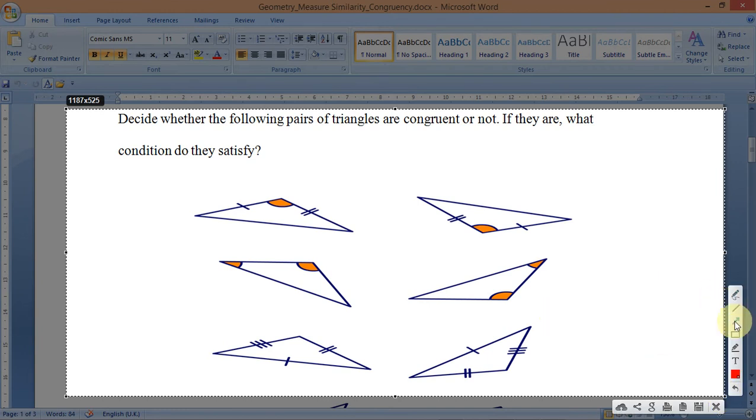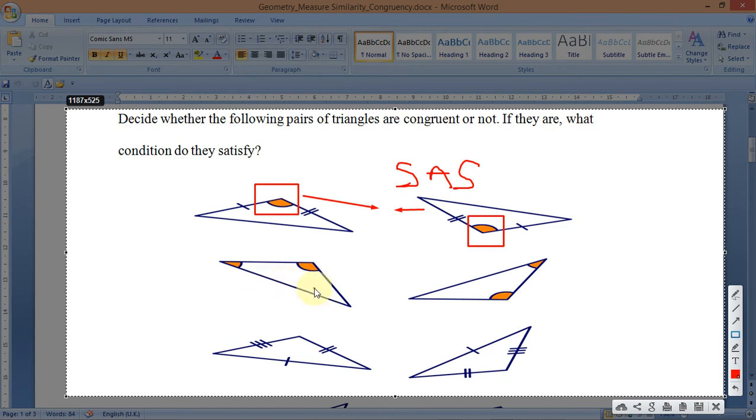Now definitely these two are congruent. Why? These two are congruent because the condition satisfied is SAS. If you look at the included angle here, it's in between the two given sides. So what about this one here? This one is angle, angle. Do you see now? Angle, side. So does this one satisfy?